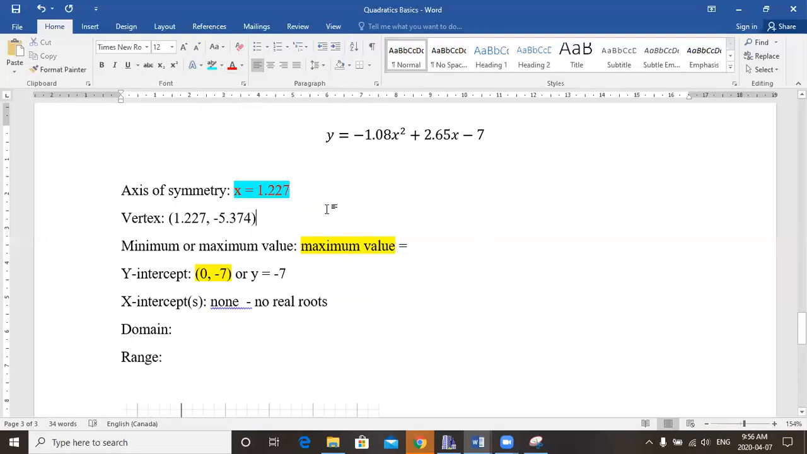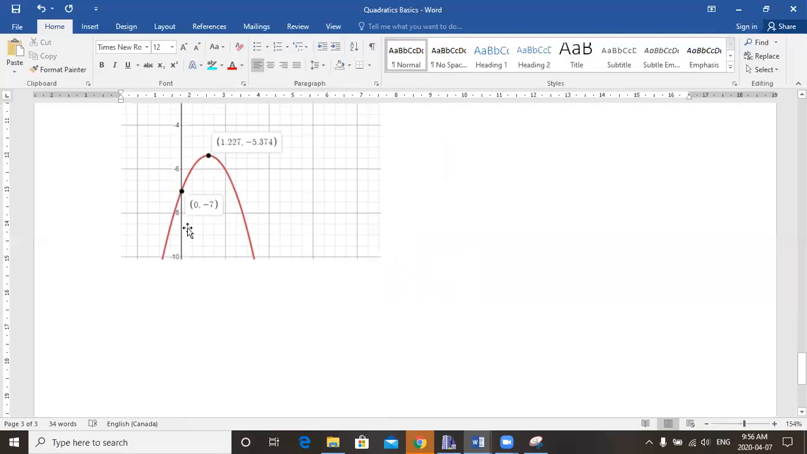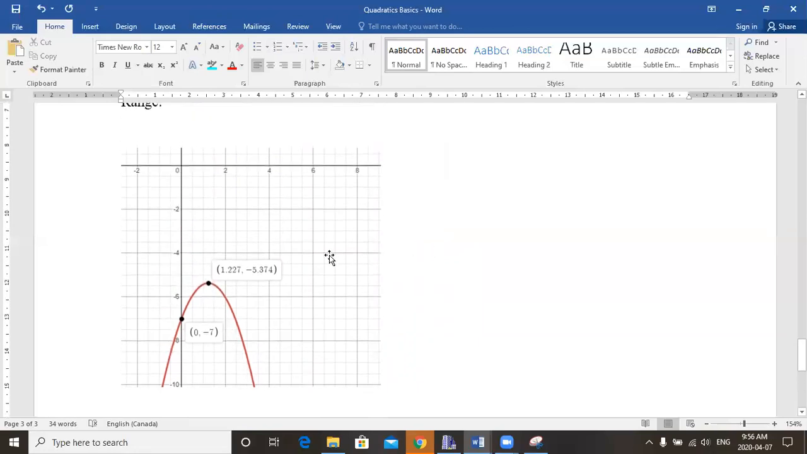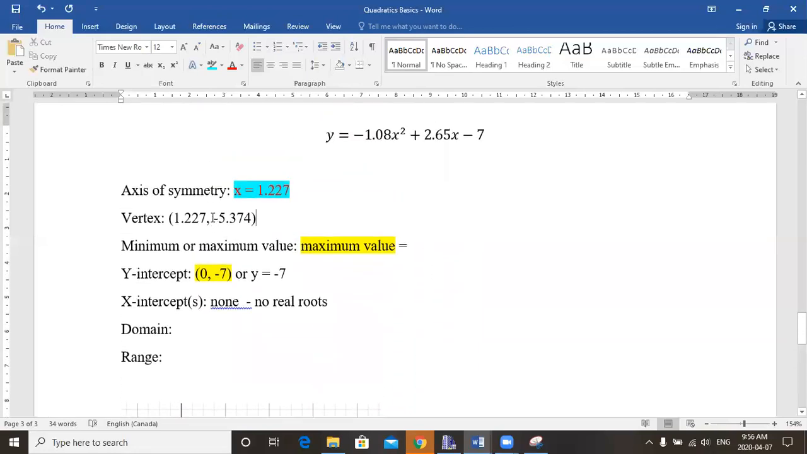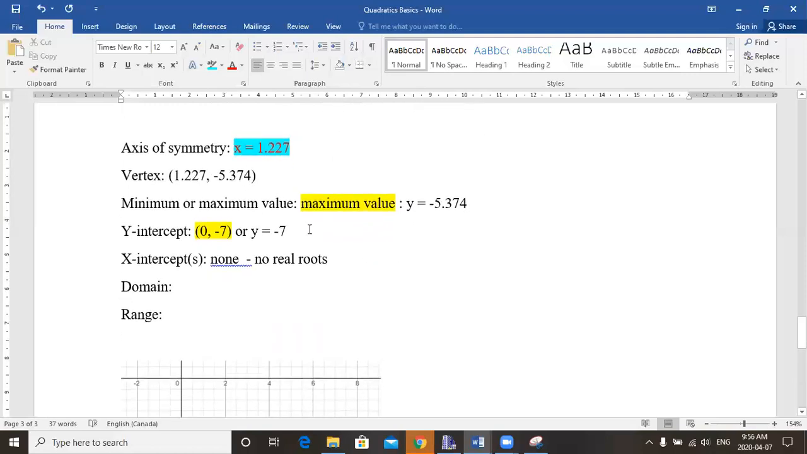Now, the maximum value. We know it's a maximum value because it opens down. So it comes from negative infinity, goes up to a max, and it goes back down. That maximum value is always the y value. So the maximum value would be y equals negative 5.374. So that would be how you state your maximum value. y equals whatever the number is. And again, it's the y coordinate. Okay, so we've gotten that information.